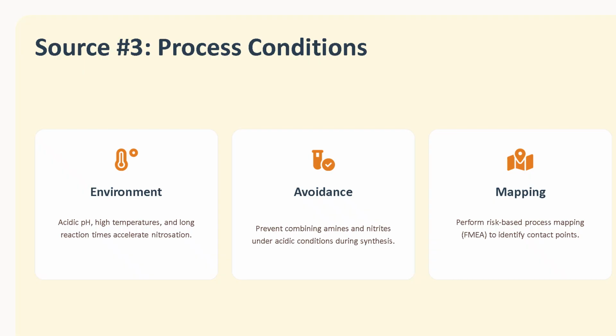Sometimes, the issue isn't what you use, but how your process is designed. Certain conditions significantly accelerate nitrosamine formation. These include acidic pH, high temperatures, and extended reaction times. If amines and nitrites are present under these conditions, the reaction becomes much more likely. That's why it's critical to avoid combining these components under acidic environments and to thoroughly evaluate your process. Using tools like FMEA, failure mode and effects analysis, can help map out exactly where these risks exist.